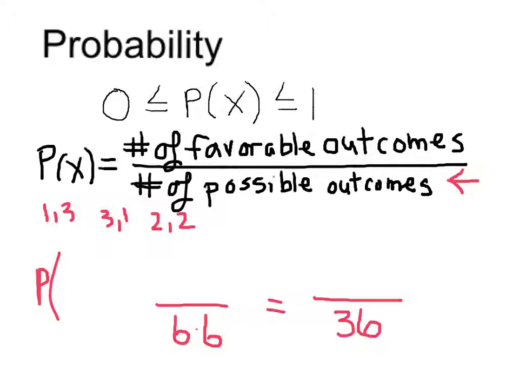So the number of favorable outcomes is how many times, like count how many times you get what you want. I get a 4 3 times out of the 36 times. So the probability of the sum being 4 is 3 out of 36, or 1/12.